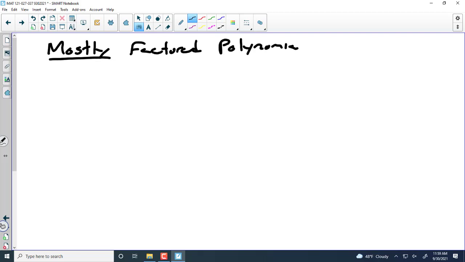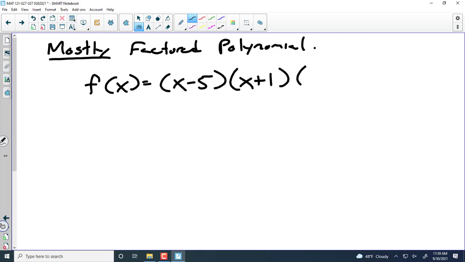At some point, you might encounter the mostly factored polynomial. And you can tell it's not completely factored because one of the factors doesn't look right. Which one of those factors doesn't look quite right? X squared minus 4. Someone has done most of the hard work for us, but they haven't done all of it for us.